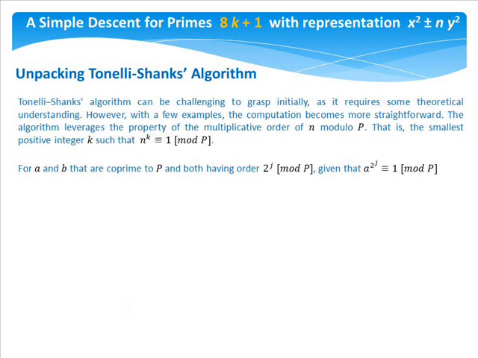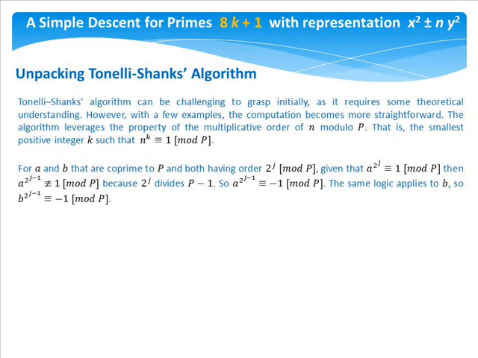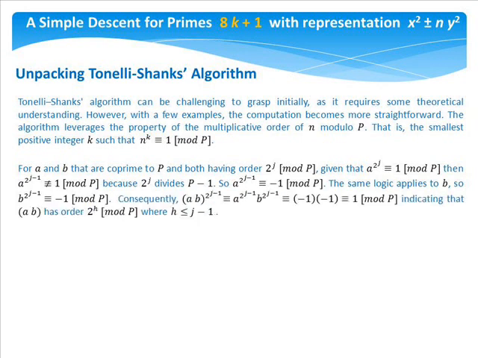Take a and b that are co-prime to p and both have order 2^j modulo p. Given that a^(2^j) is congruent to 1 modulo p, then a^(2^(j-1)) is not congruent to 1 modulo p, because 2^j divides p minus 1. So a^(2^(j-1)) is congruent to minus 1 modulo p. The same logic applies to b. So b^(2^(j-1)) is congruent to minus 1 modulo p.